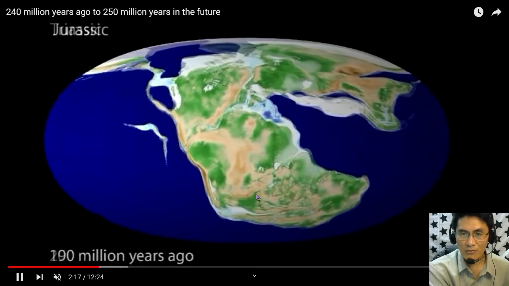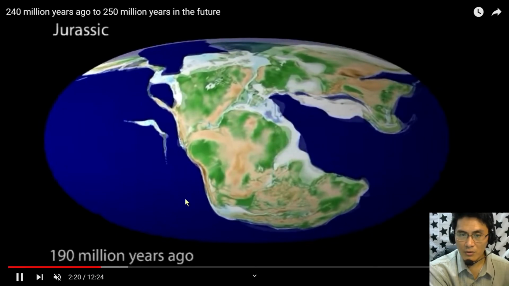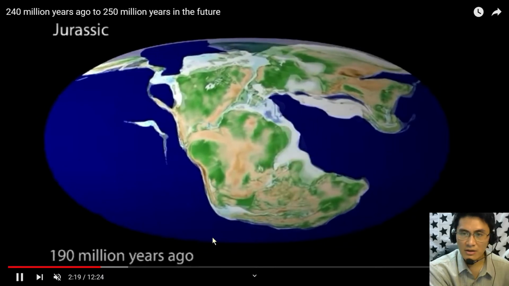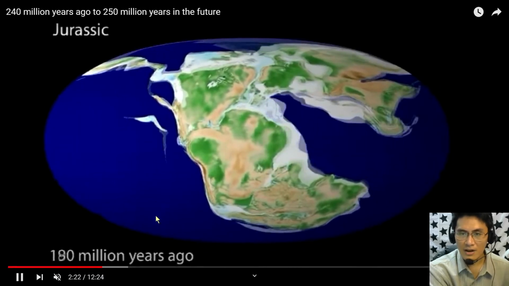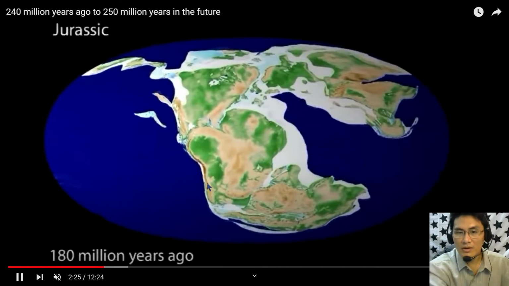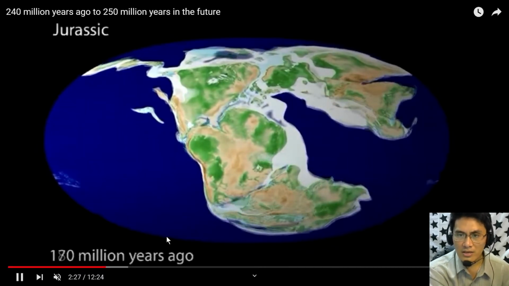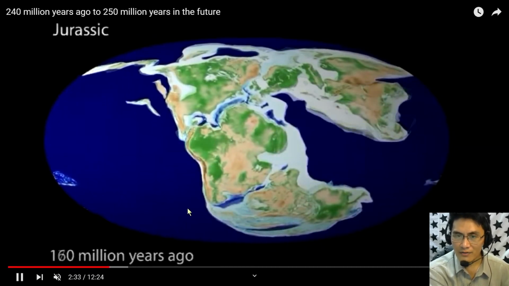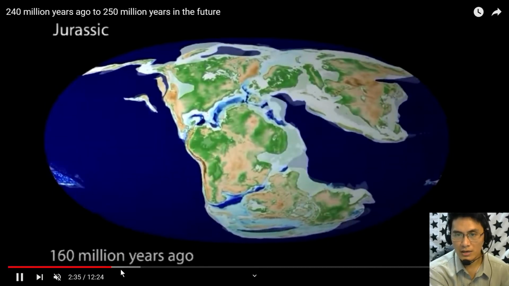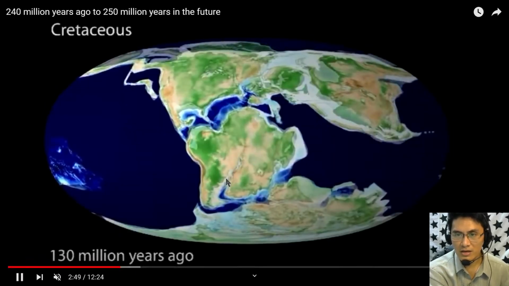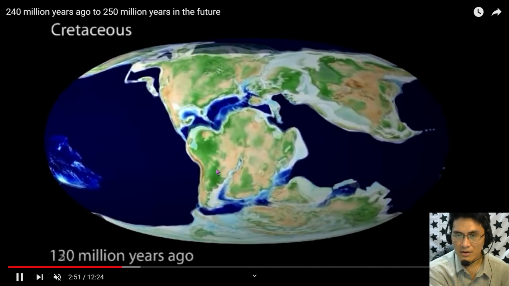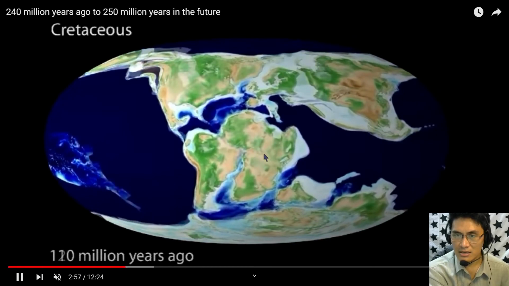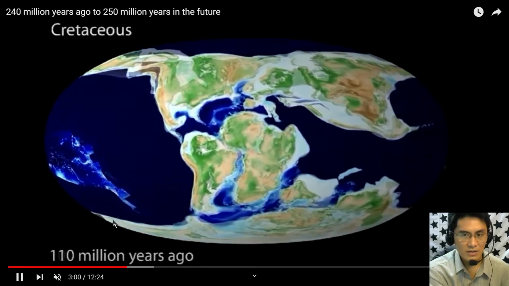So now let's fast forward. Take note here, that was 200 million years ago, and then it becomes 190 million years ago, then 180. We are now moving the time forward, and eventually you should see a time when South America and Africa split into two. Right now it's starting. South America is now rifting away from Africa.